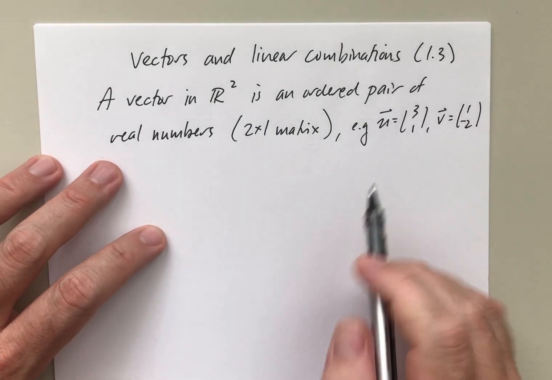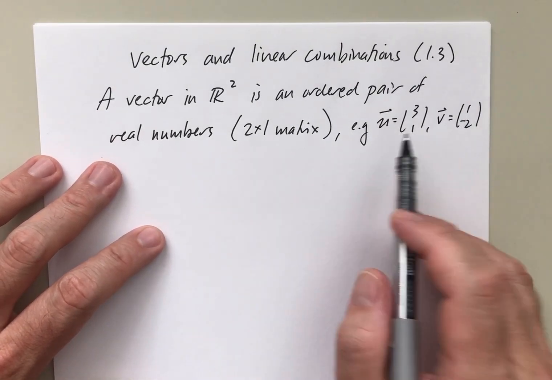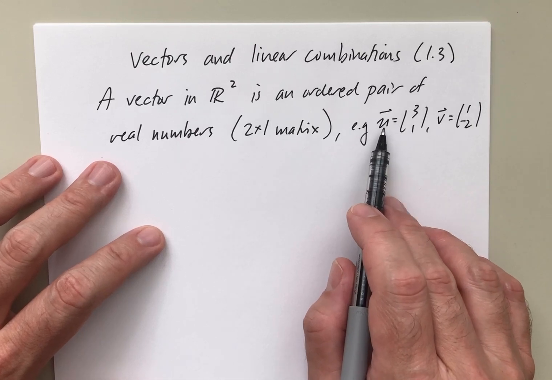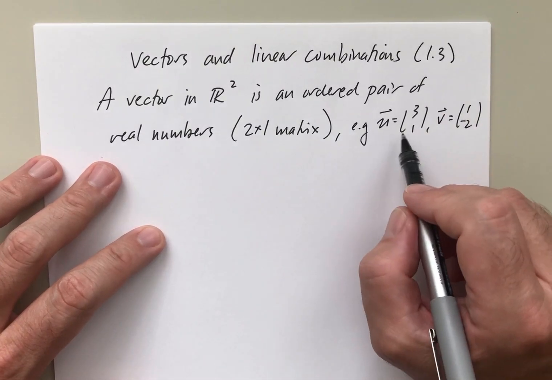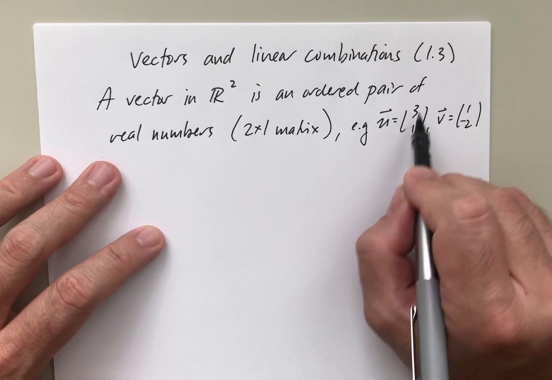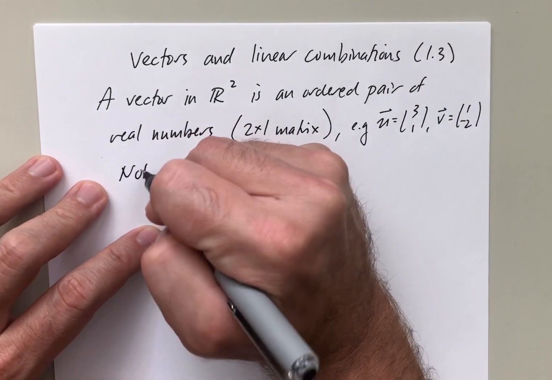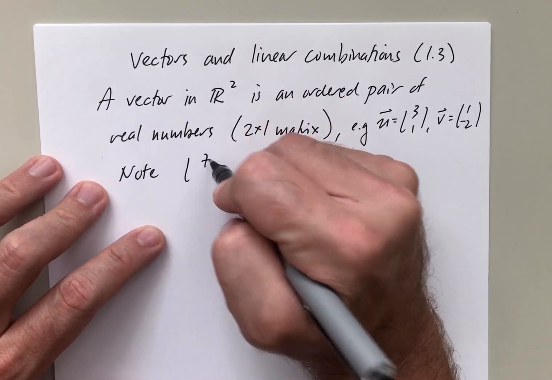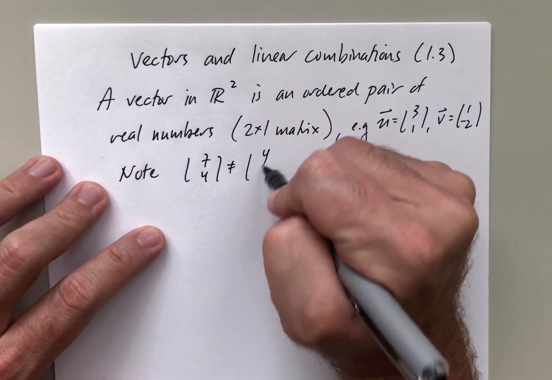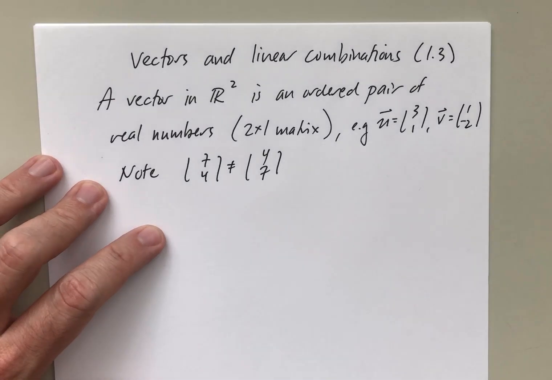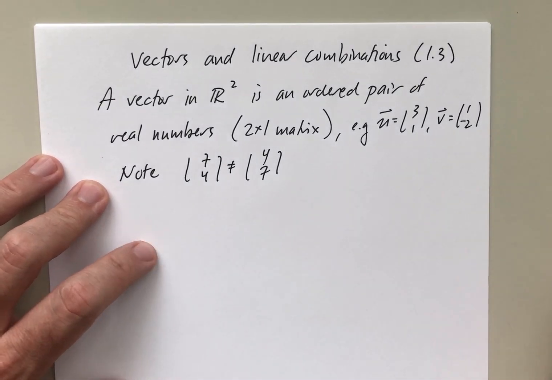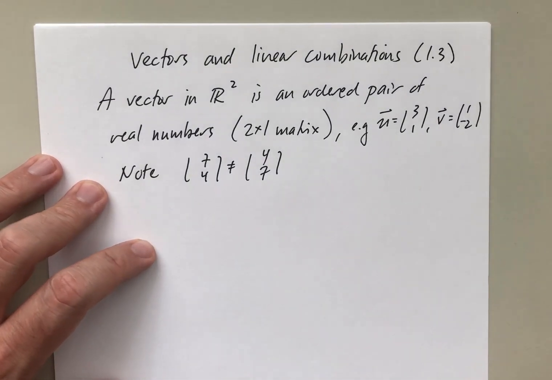So the way I want to write this is a 2-by-1 matrix. I'm going to denote the vector itself by this letter with a little arrow on top. All it consists of, like I said, is two numbers that are stacked on each other. Note that order matters. So, for instance, 7, 4 is not equal to 4, 7. What position those numbers are in matters. It's a basic concept, maybe you've seen it before.